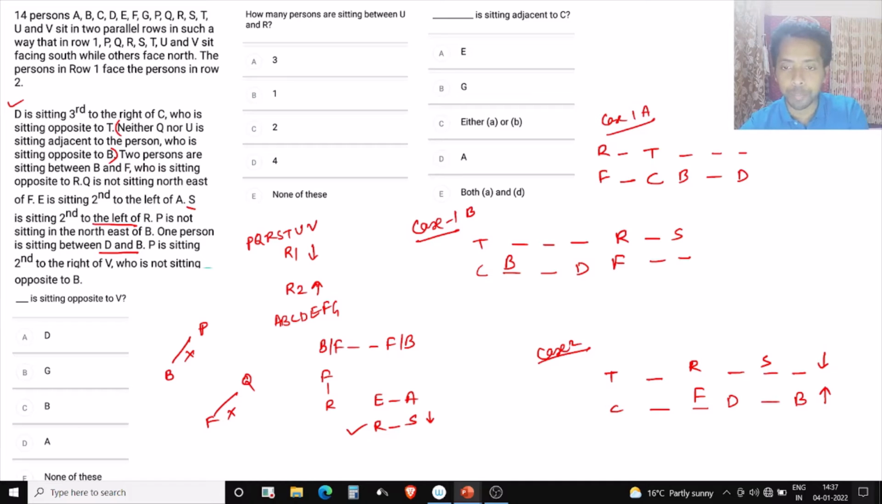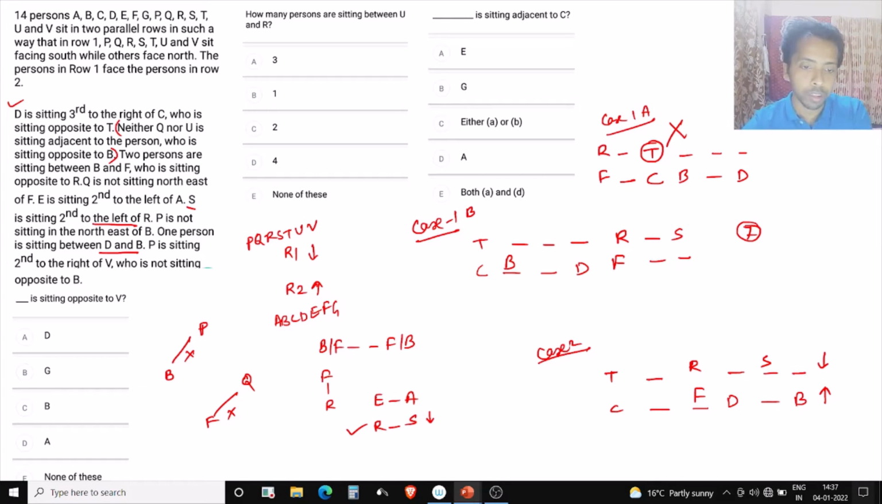Case 1A, S sits second to left of R, but this place is already occupied by T. So, this condition is not correct. Right. Now, here 1, 2, 3, 4, 5, 6, 7. Already 7 persons occupied. 7 seats are there. Right. Now, in case 2, 1, 2, 3, 4, 5, 6. 6 persons in a row.